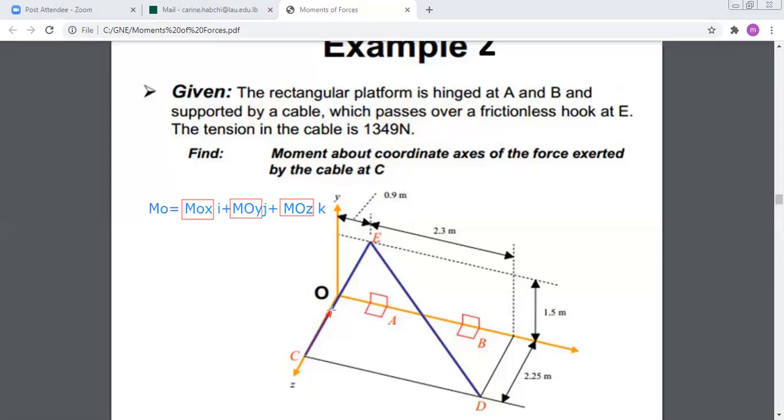This tension is pulling it upward here, and the tension is pulling the plate here also upward. But they are interested in the force applied at C, okay? So what is the position vector I can take? The position vector from O to any point on the line of action of your force, okay? So your force here is passing by 2 points, C and E. So I will call it TCE.